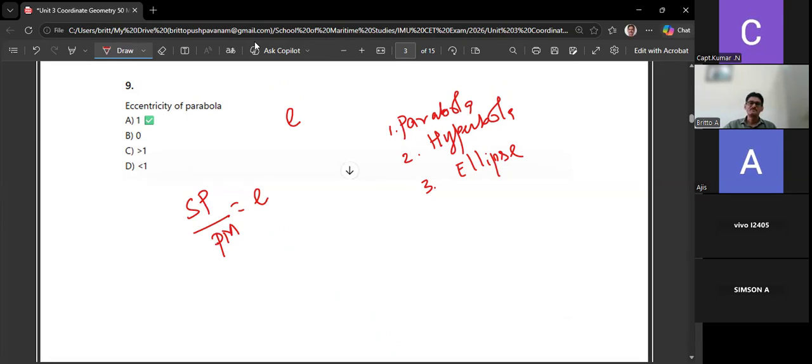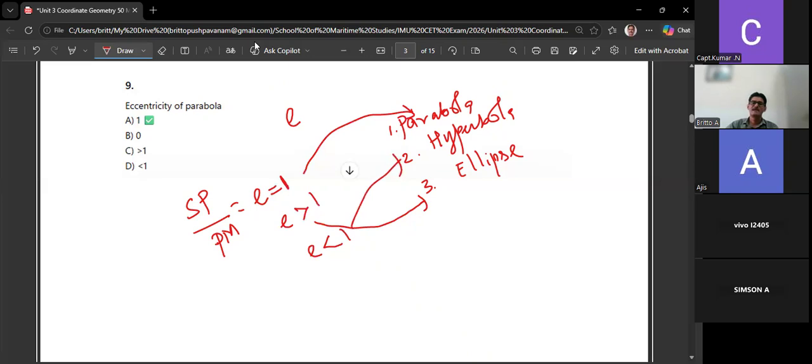Now, if SP divided by PM equals e, then based on the value of e we have three different conics. If the value of e equals 1, then it is called a parabola. If the e value is greater than 1, then we get an ellipse. If the e value is less than 1, then we get a hyperbola. But here the question is, what is the eccentricity of the parabola? So the answer is e equal to 1 only.